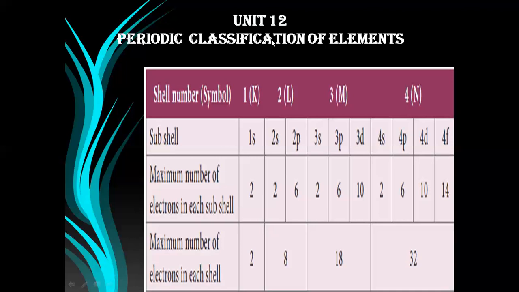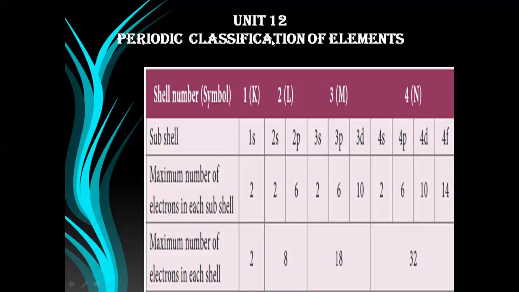Today we are going to see the advantages of the modern periodic table, and metals, non-metals, metalloids, alloys, etc. First, what are the subshells? s, p, d, f. What is the maximum number of electrons present in the subshells and shells? The K shell has 2 electrons. We have already discussed this.